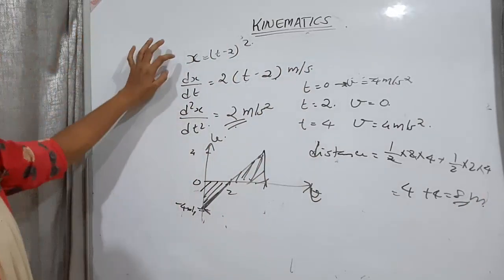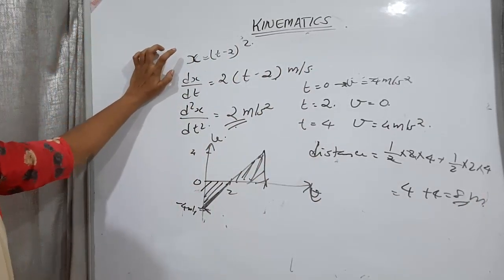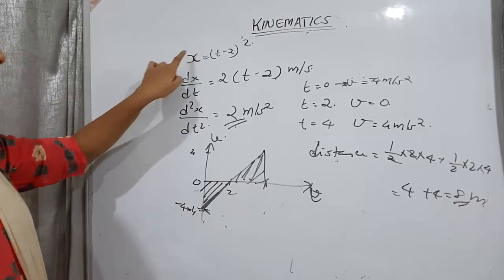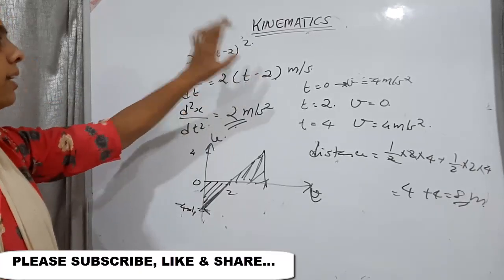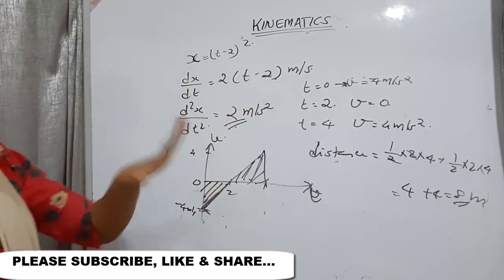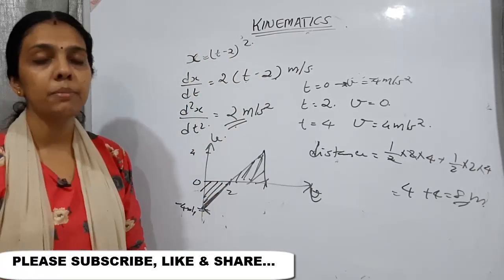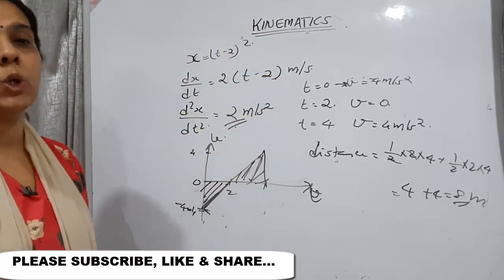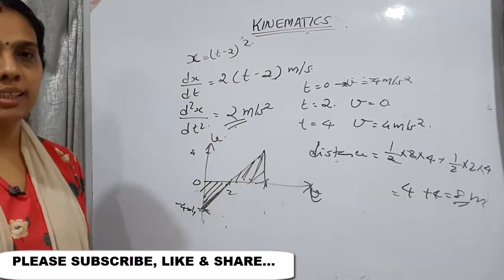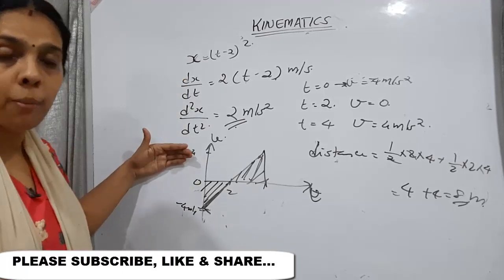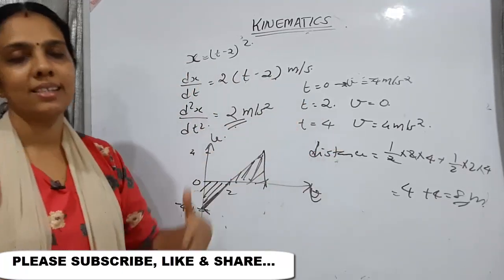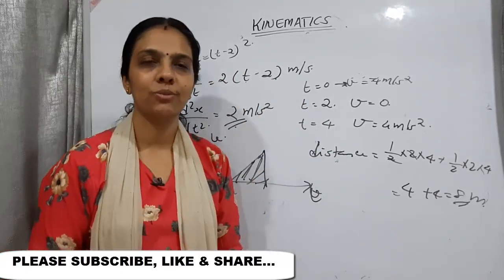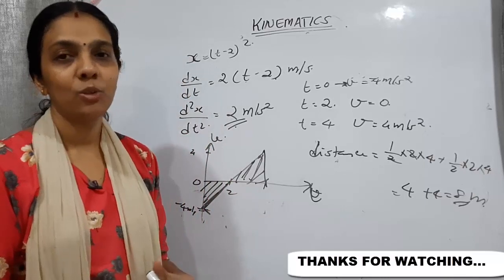Clear, children? Here we have a displacement time relation given, x equals (t minus 2) the whole square, and from there we need to find the distance. Another method is that we can find it from the velocity time graph, and if it is under uniform acceleration, we can use the same formula. Okay, clear, children? These are some of the questions which we discussed today.